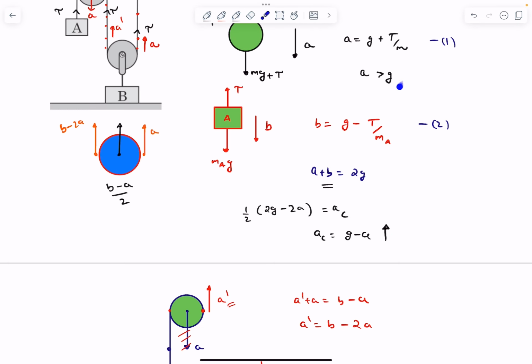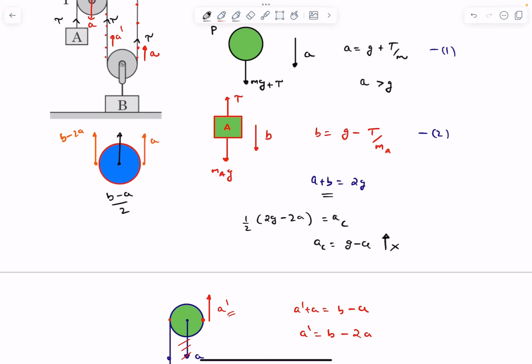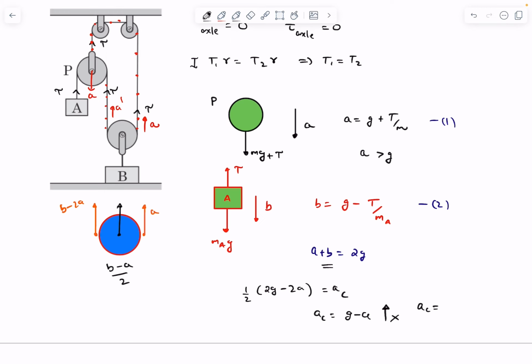Now here we have to make an observation. Our initial finding was that the acceleration A should definitely be greater than G. But here, after solving, we get the acceleration of the center of this particular pulley coming out to be G minus A. So if we want this to be positive, then A has to be less than G, right? So what that means is clearly the center cannot have an acceleration, which means AC definitely has to be 0. Which would give us the answer for A as equal to G. And if A equals G, then we get B equals G as well.